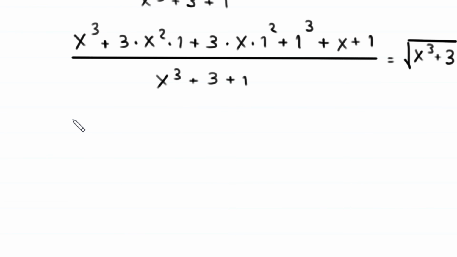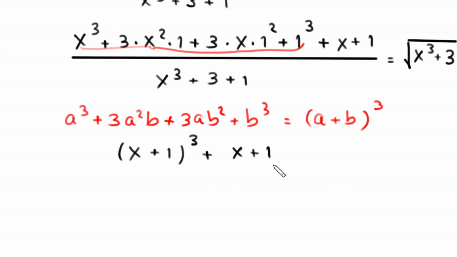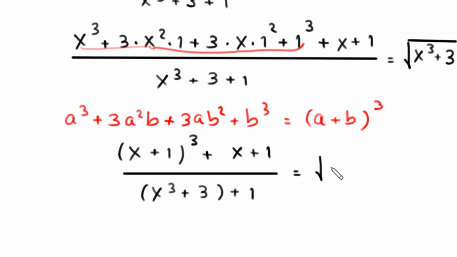Now by using this algebraic identity, a cubed plus 3 times a squared b plus 3 times a b squared plus b cubed equal to a plus b whole cubed, this x cubed plus 3 times x squared times 1 plus 3 times x times 1 squared plus 1 cubed will become x plus 1 whole cubed, plus x plus 1, divided by x cubed plus 3 plus 1, equal to the square root of x cubed plus 3.